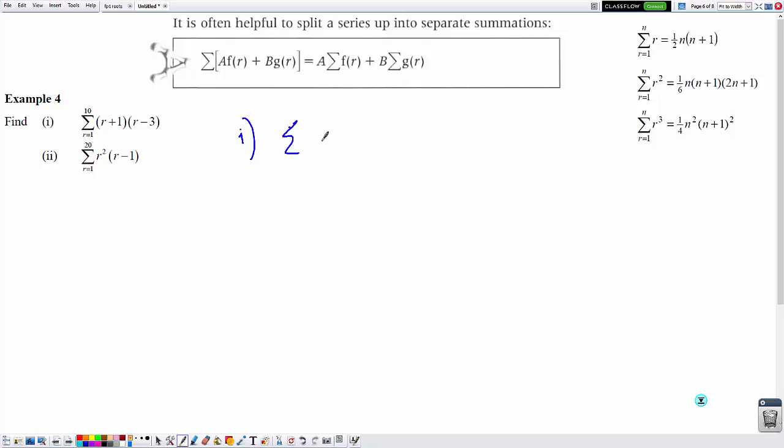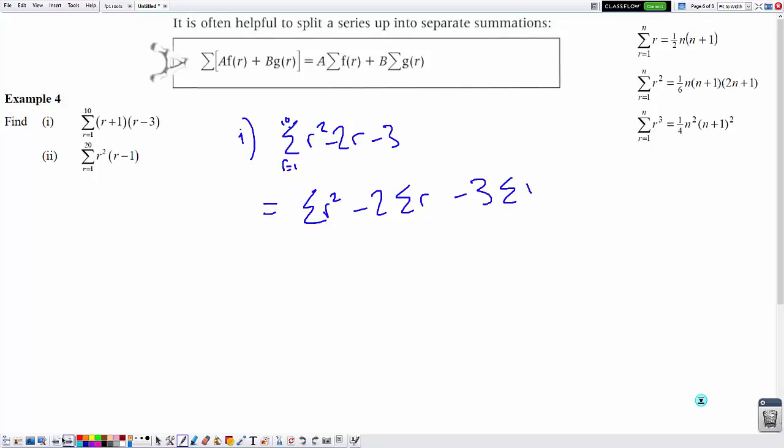So I've got sigma. That is equal to, so let's just multiply out the brackets here. So it's r squared minus 3r plus r, which is minus 2r, minus 3. And r still goes from 1 to 10. Now I'm going to use this. I'm going to split it up into 3 sums. So this is sigma r squared minus 2 lots of sigma r minus 3 lots of sigma 1.